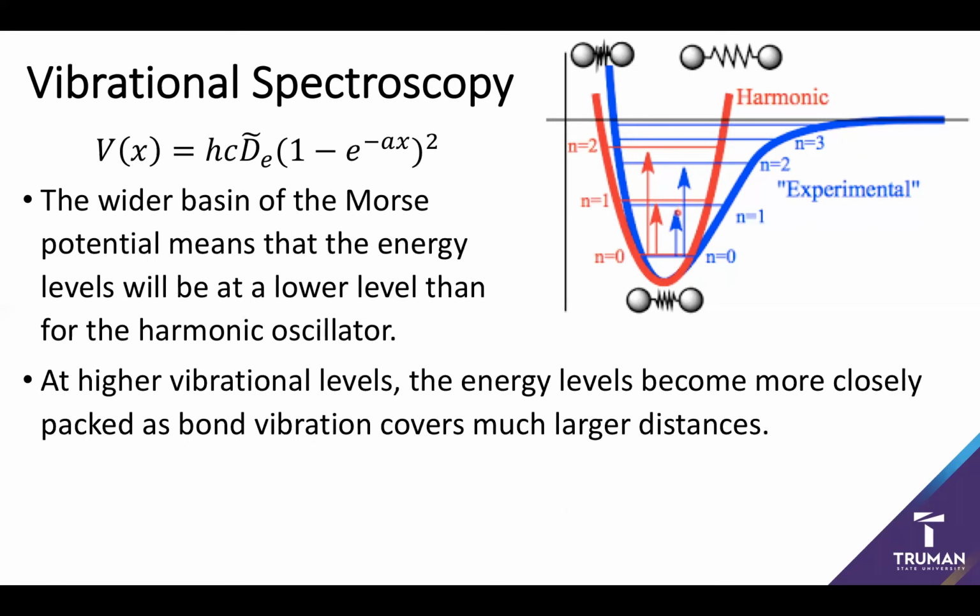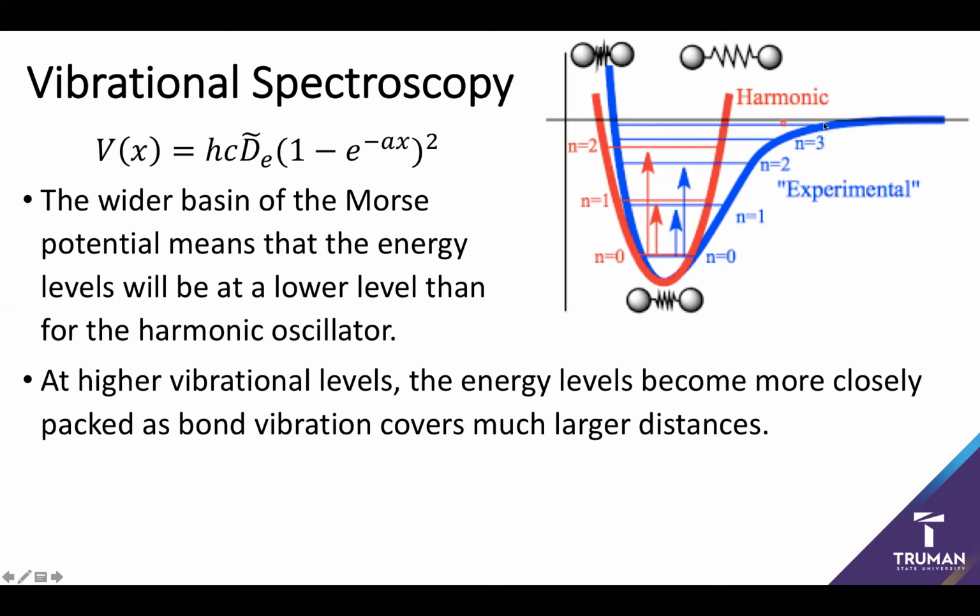And one of the results of this is that at high vibrational levels, while the harmonic oscillator levels will all be equally spaced all the way out, in the Morse potential the spacing between them becomes closer and closer. So we tend to see in our Morse potentials that these energy levels become very tightly packed as we get to fairly high vibrational levels. By the time you get to, say, an n of 6 or 7, they're practically all on top of each other.